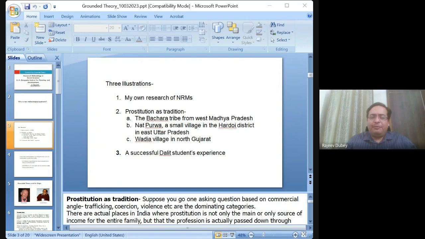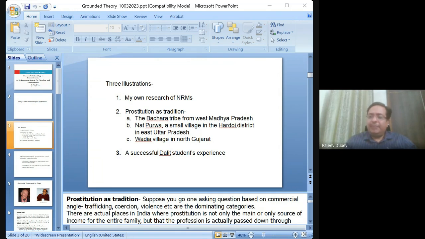The Bachara tribe from western Madhya Pradesh is famous for treating prostitution as a tradition. It is the father's brothers who act like pimps, and they take care of all the arrangements. The second example is of Nanak Purvas, a small village in Hardoi district in eastern Uttar Pradesh. Children in this village know only their first names, and most don't even remember their first names. Not surprisingly, this village is generally termed the village of bastards.